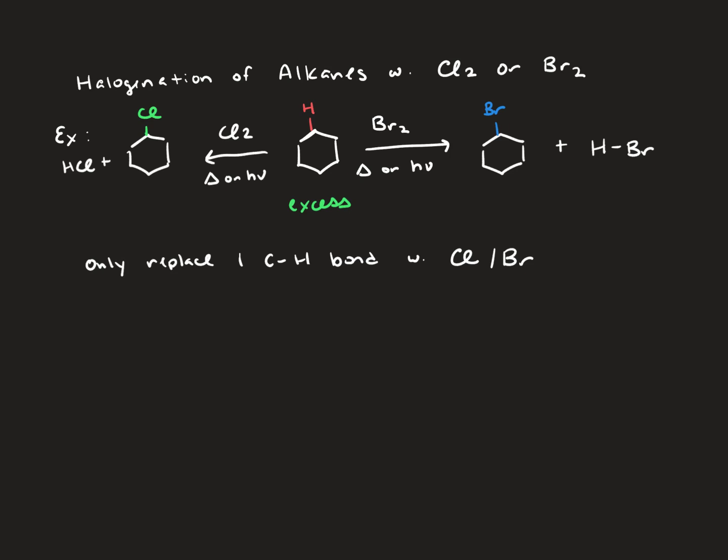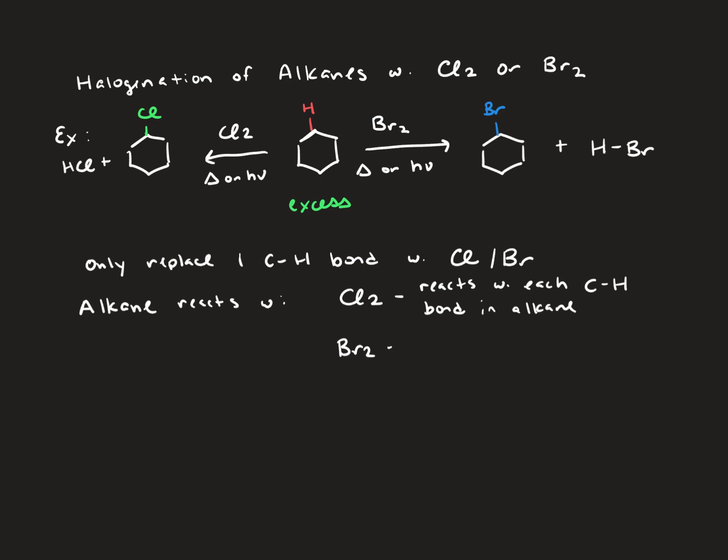What's more interesting for us is the difference between reacting with chlorine and bromine. So if an alkane reacts with chlorine, it generally reacts with each CH bond in the alkane. So you have to find each CH bond, form a radical there, and put a chlorine there. Whereas bromine typically only reacts with the weakest CH bond in the alkane, which remember is the one that forms the more stable radical.